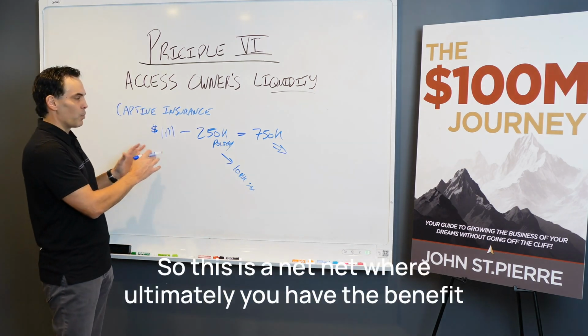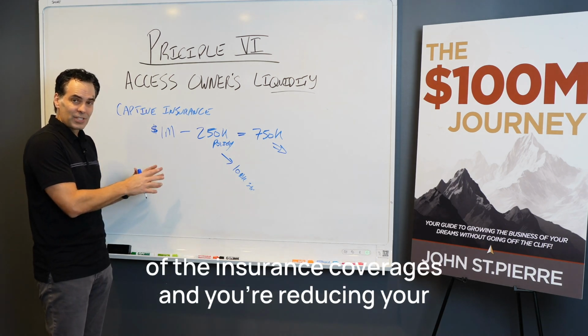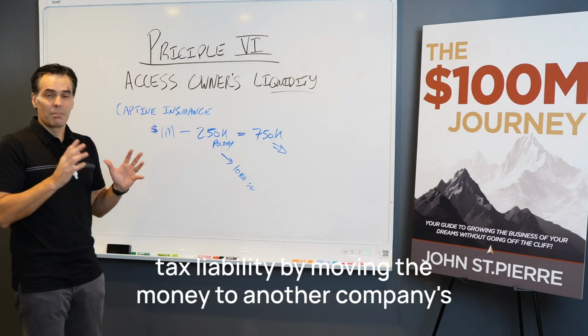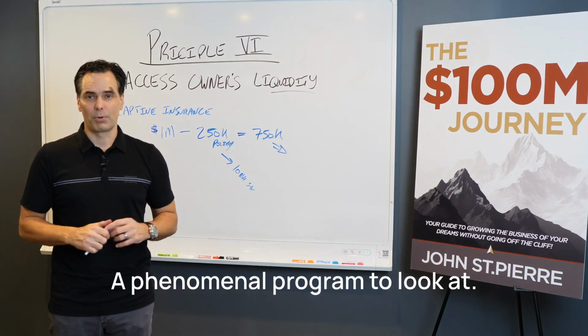So this is a net where ultimately you have the benefit of the insurance coverages and you're reducing your tax liability by moving the money to another company's balance sheet, which will be taxed at lower rates. A phenomenal program to look at.